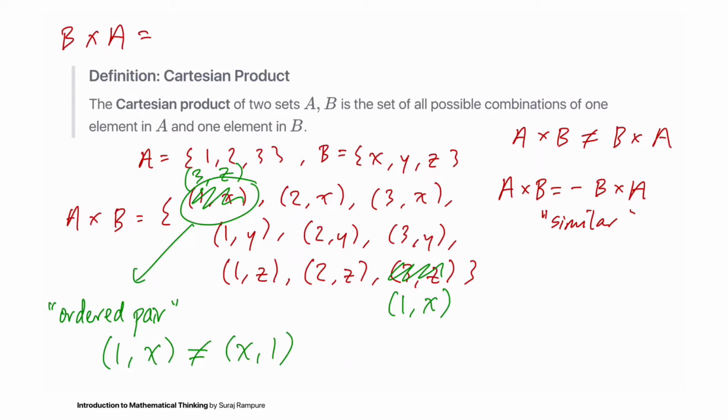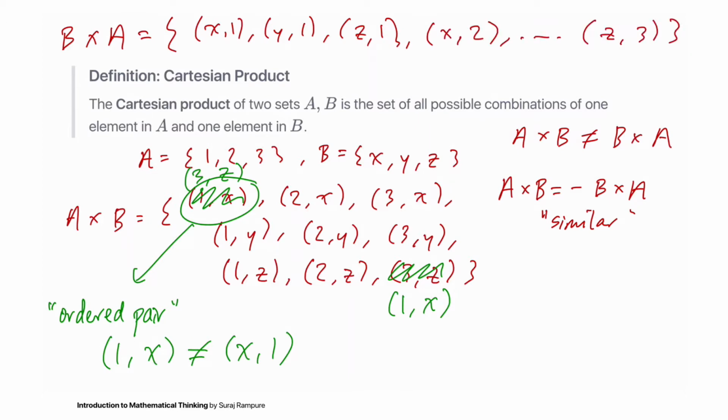And so the Cartesian product of B and A might look something like x comma 1, y comma 1, z comma 1, x comma 2, and so on and so forth, all the way till z comma 3. And again, the ordering of these pairs specifically doesn't matter. Like z comma 1 could come here, y comma 1 could go back there. Sets are not inherently ordered.